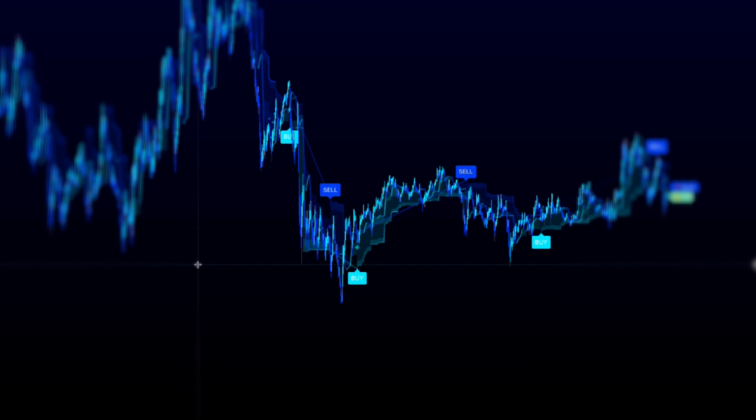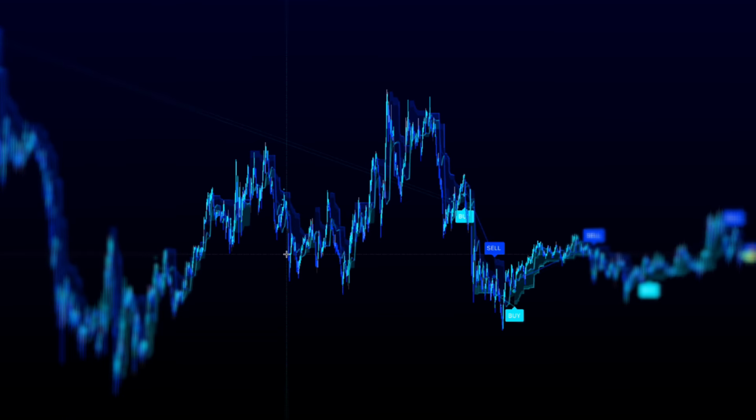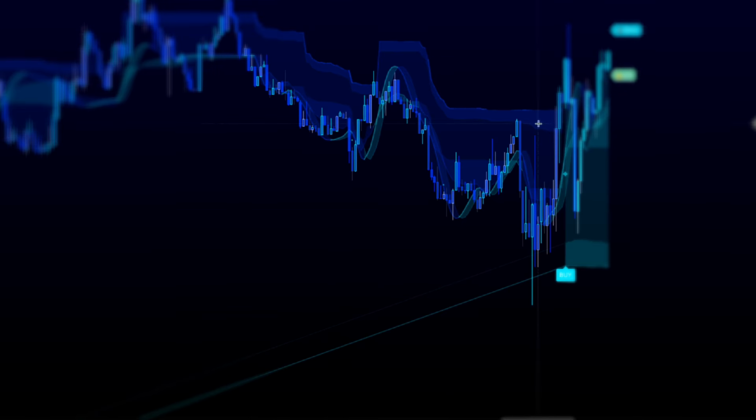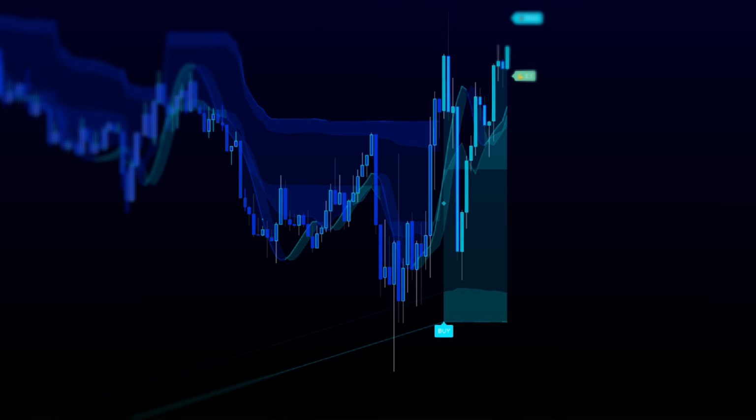Most people think this indicator is supposed to tell you exactly when to buy and sell. That's not what it does. What it actually does is show you which direction the smart money is flowing, and that's infinitely more valuable than random entry signals. Let's break down what you're actually looking at on your screen.